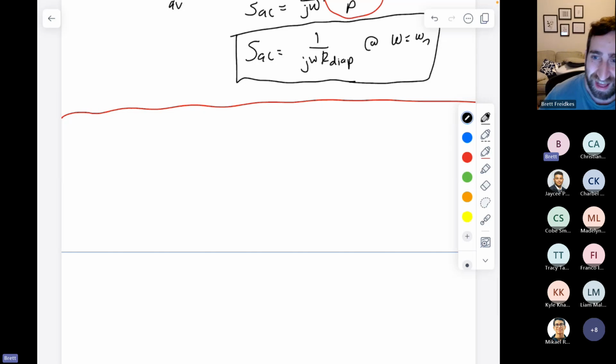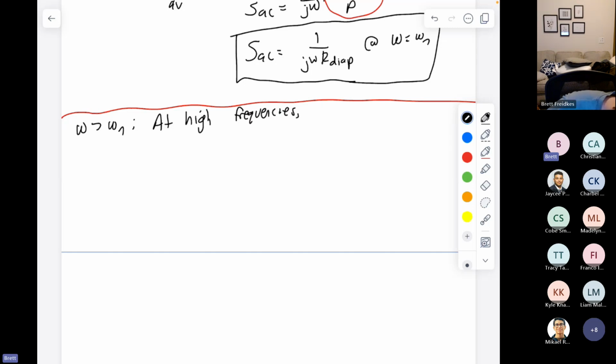So let's say now that we're way past omega n, which we know should be something that's more related to the mass. So at high frequencies, what happens to the capacitors? Remember, 1 over j omega C. They short. That's correct. All capacitors short.